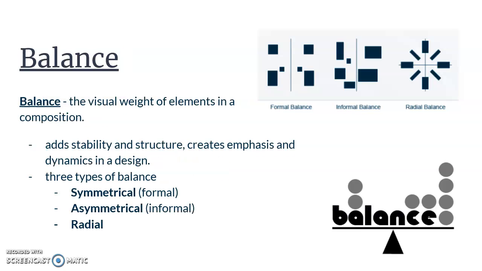The next one is balance. Balance is the visual weight of elements in a composition. Balance adds stability and structure, and creates emphasis and dynamics in a design. There are 3 types of balance: symmetrical (formal), asymmetrical (informal), and radial.